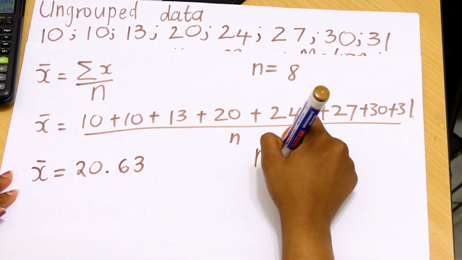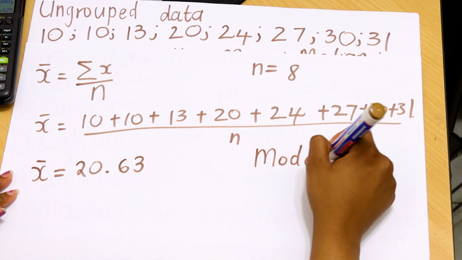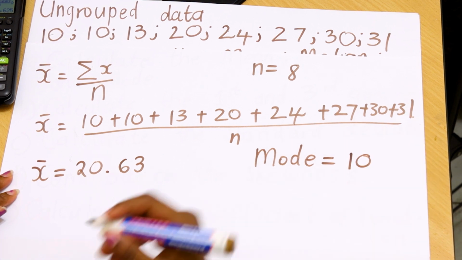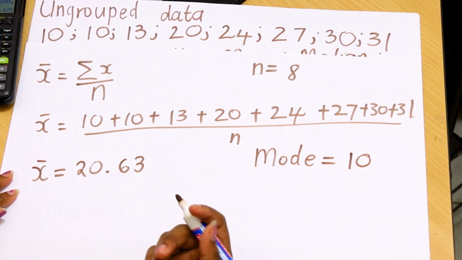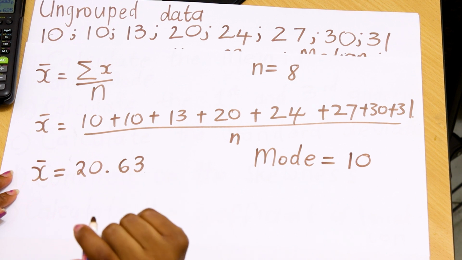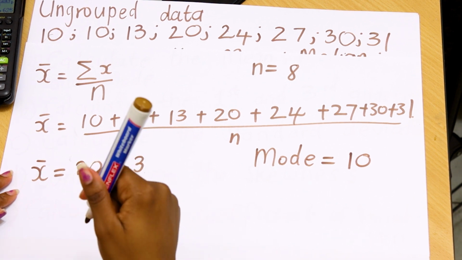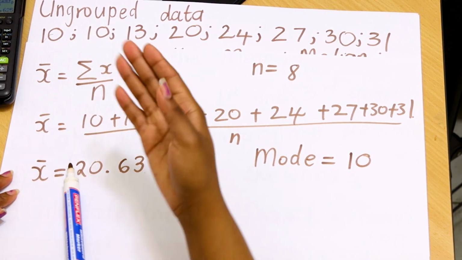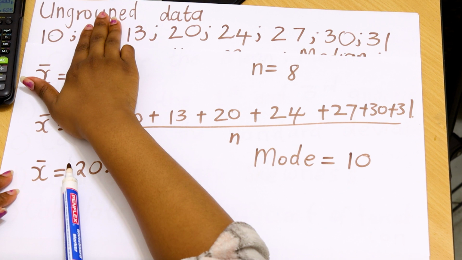And then the mode, of course we know that the mode is the most occurring number. In this case, it's 10. However, it is possible that there is more than a single mode, and in other cases when all your variables are unique, you don't have the mode at all. So suppose that we did not have this 10, we only had 1, 10, 13, 20, 24, 27, 30, and 31. That would be the case whereby we don't have a mode because all of our data points are unique.